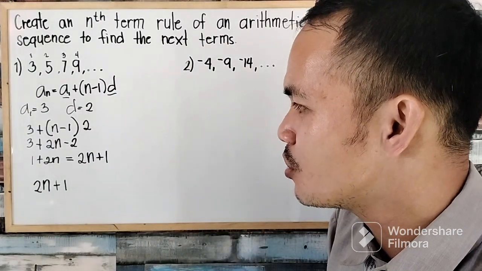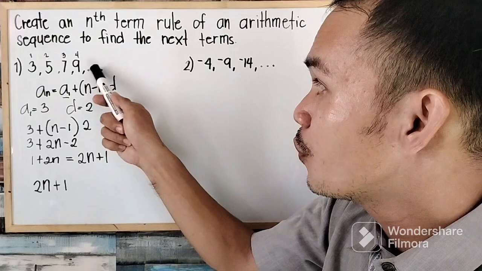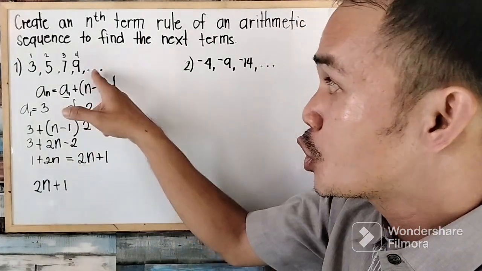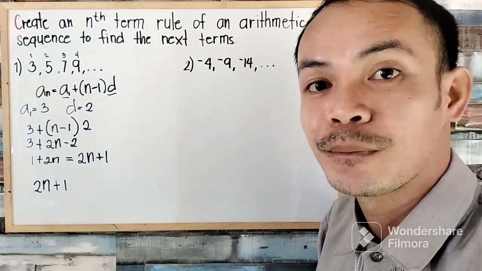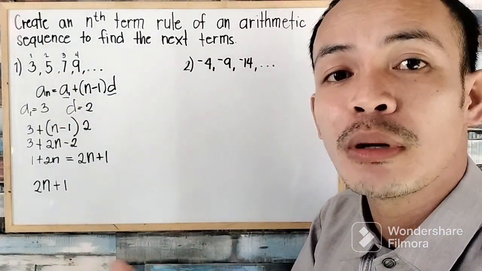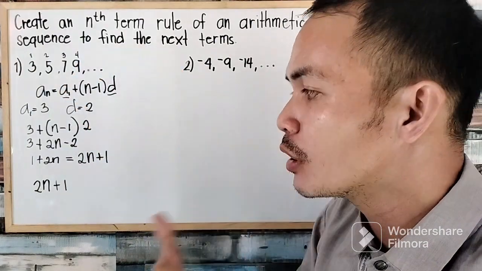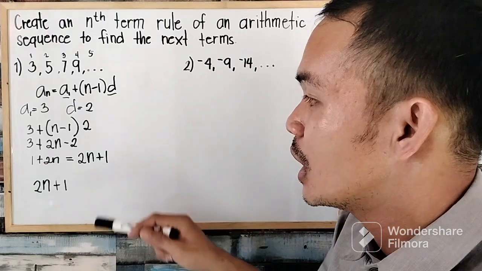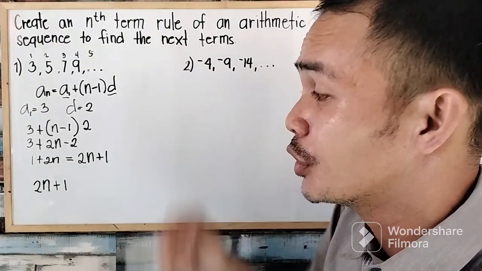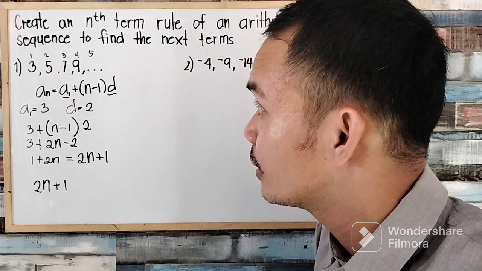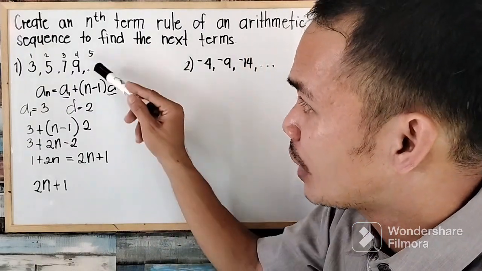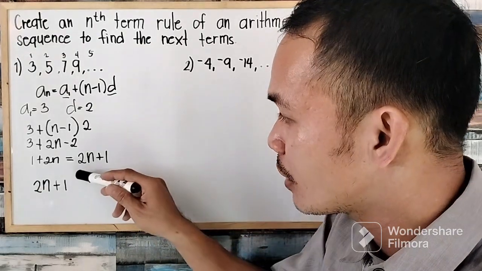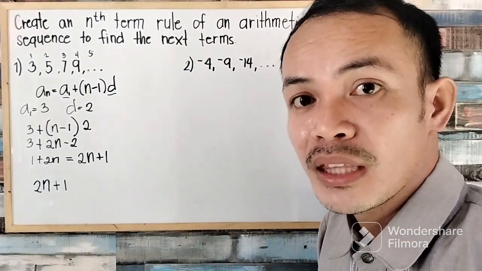So, ngayon, gagamitin natin yung n-term rule natin to find the next term. Alam naman natin yung next term dyan is 11, right? Because you will just simply add 2 to 9. Pero, now let us prove kung totoo ba talaga na yung n-term rule natin is 2n plus 1. Ano yung gagawin natin? Let us prove na ito talaga yung n-term rule ng sequence natin. Okay? Pero alam naman natin na yung next term is 11, right? Okay? But kailangan muna nating i-prove if it is really the true n-term rule ng ating sequence.